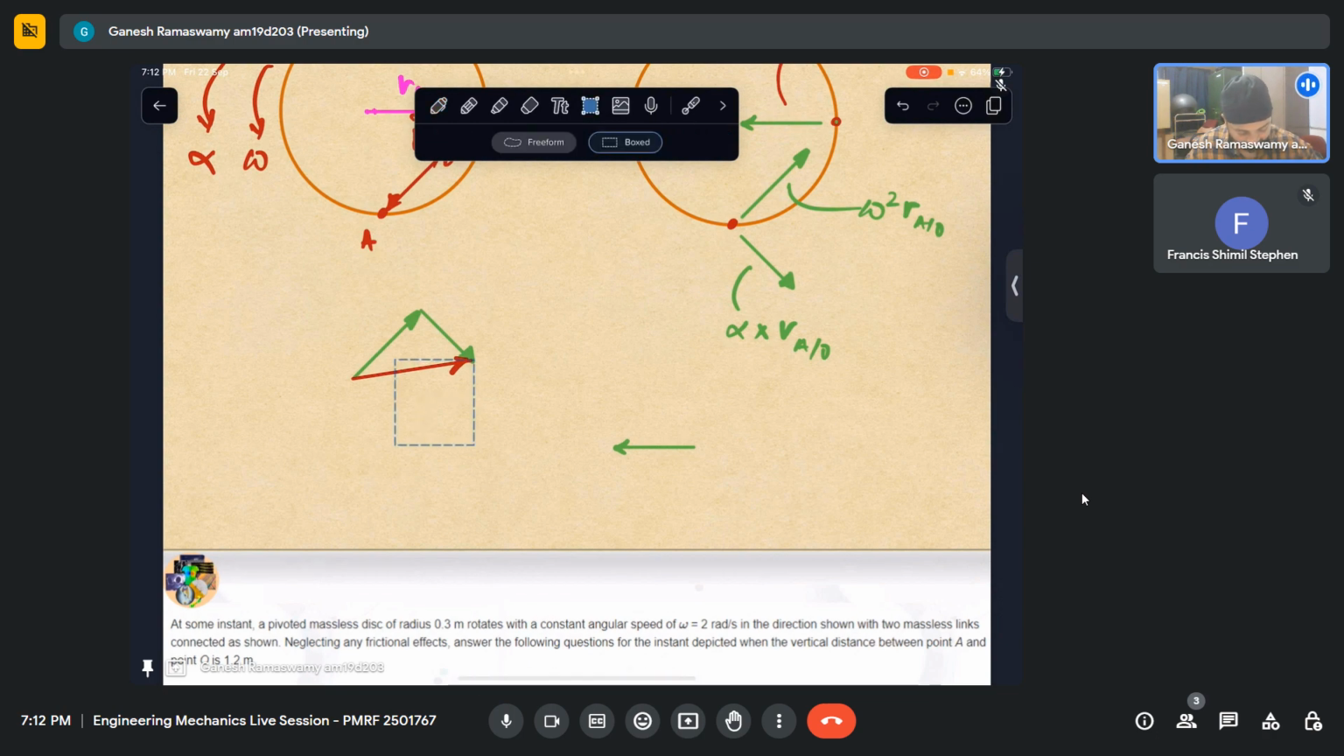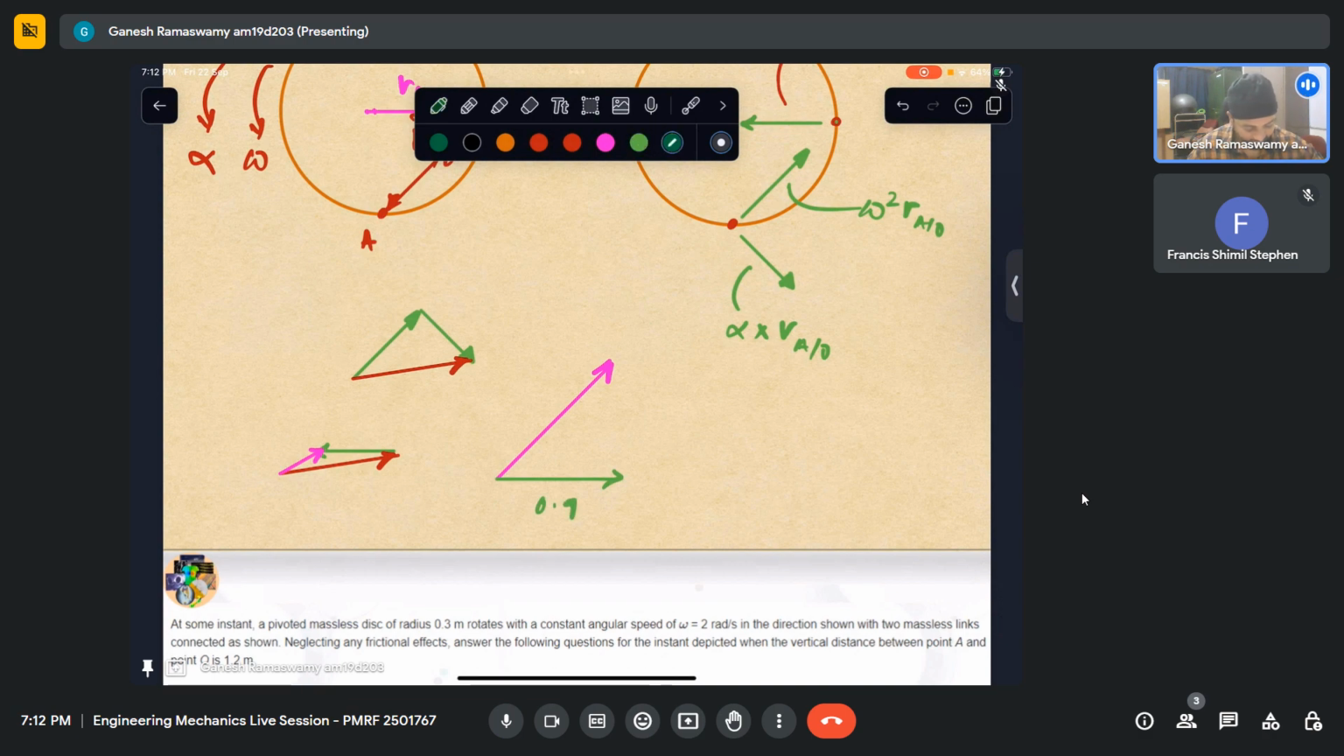And to this resultant, I added this. Finally, I got my final acceleration like that. And what was that final acceleration? It had two components. One component was 0.9 I and the other component was 1.5 J. So these were the two components. This is acceleration of C, absolute acceleration.